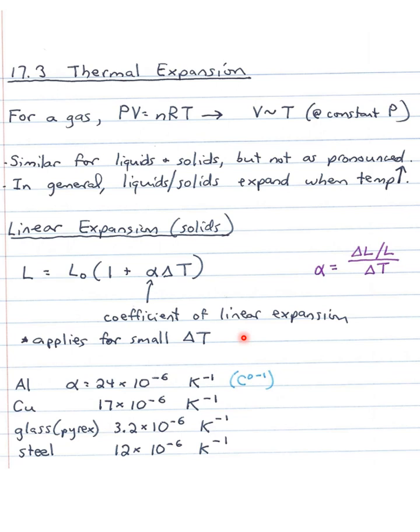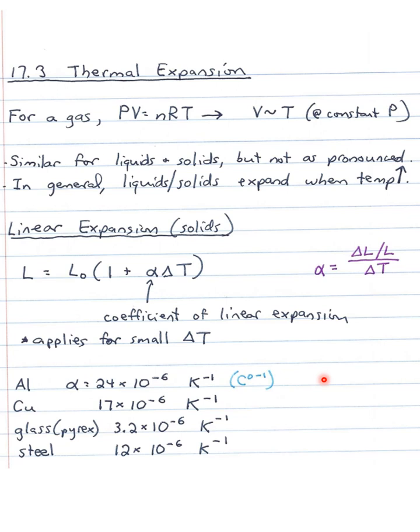The coefficient of linear expansion, you can look these up in a table in the book, but here are just a few. For aluminum, alpha is 24 times 10 to the negative 6, and the units can be either 1 over Kelvin or 1 over Celsius degrees. It's being multiplied by the change in temperature, and as I've said before, if you're dealing with a change in temperature, Kelvin and Celsius are the same thing.